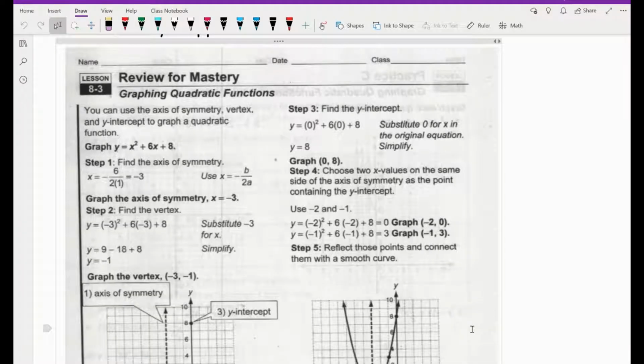Welcome, class. In this video, we will go over section 8.3, the Review for Mastery worksheets. This lesson covers graphing quadratic functions by first finding the axis of symmetry and then plugging the axis of symmetry into the function to get the vertex. And from there, we'll find the y-intercept and a couple additional points.